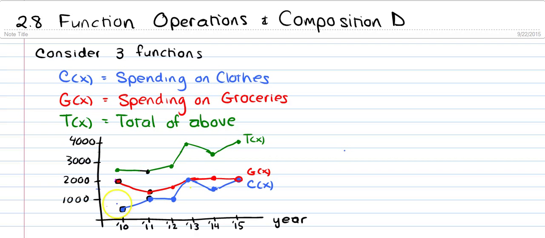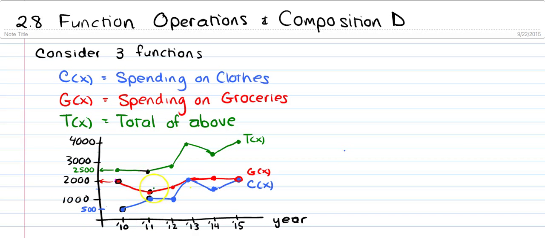So if I look at the year 2010, it looks like they spent about $500 on clothing. Looks like they spent $2,000 on groceries. And so my total function, this value right here, should be the sum of the blue function 500 plus the red function 2,000. And that looks about right. That looks like T of X is at 2,500.